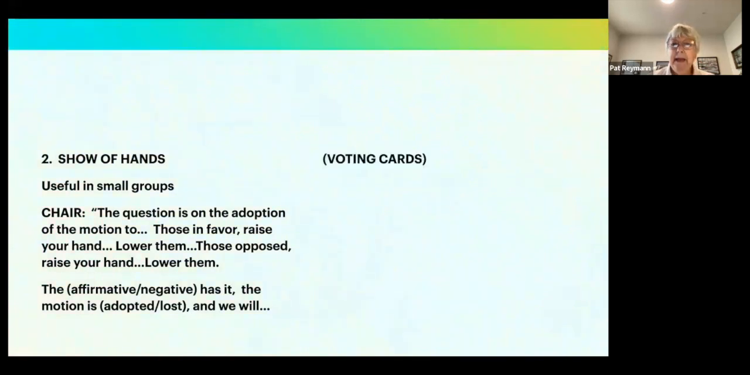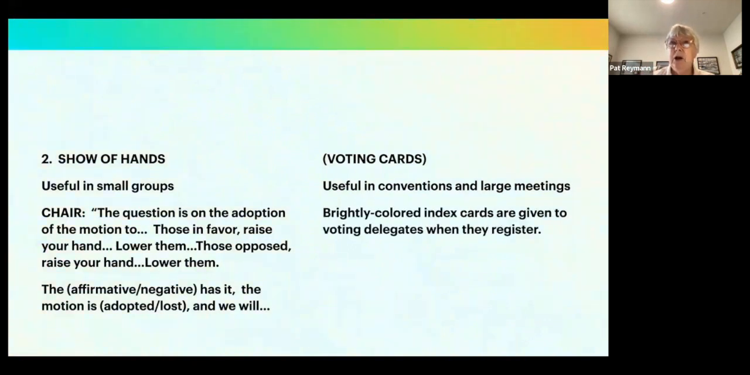Now, I want to put in voting cards here. Voting cards are mentioned in Roberts, but it's kind of a new thing. The show of hands is useful for small groups. This is useful in a convention or a large meeting. It's very much like show of hands, but it's showing a brightly colored index card or something like that that would be given to the voting delegates when they register. And the beauty of this is that only voting delegates get it. So if you have guests and so forth in the room, and you don't know who everybody is, particularly in a large group, this ensures that only voting delegates are doing the voting.